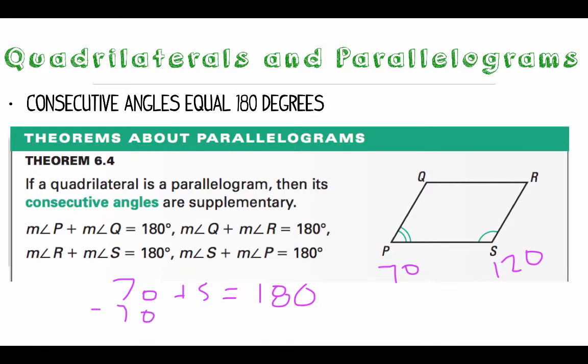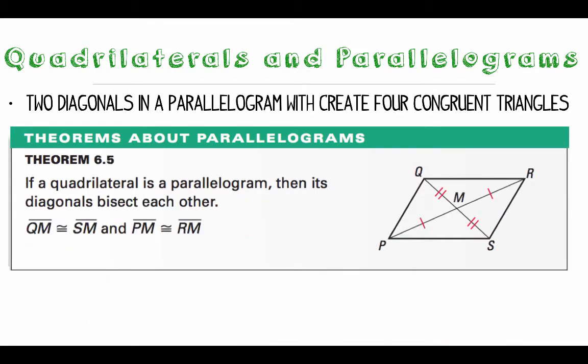Subtract 70 from both sides, and I did that wrong. Good thing I tried to show you there. Subtract 70 from both sides, S is going to equal 110 degrees. And that's how you could prove that really quickly.